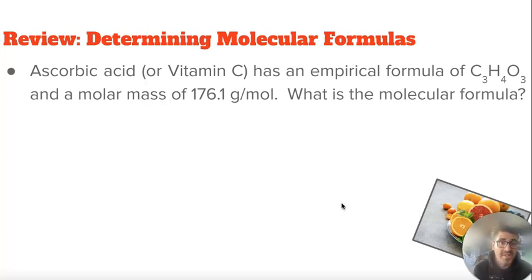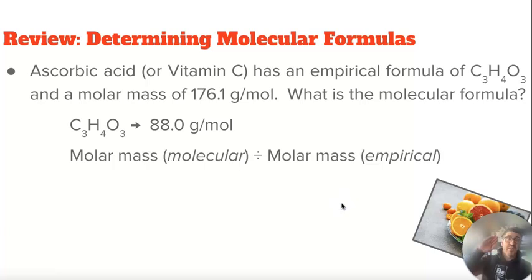Well, what we need to do is determine the molar mass of our empirical formula. So go ahead and do that, which is about 88.0 grams per mole. Now, the difference between a molecular formula and an empirical formula is a ratio. And we can get that ratio, or that integer, by dividing the molar mass of the molecular formula by the molar mass of the empirical formula. So 176.1 divided by 88.0 gives me roughly 2.